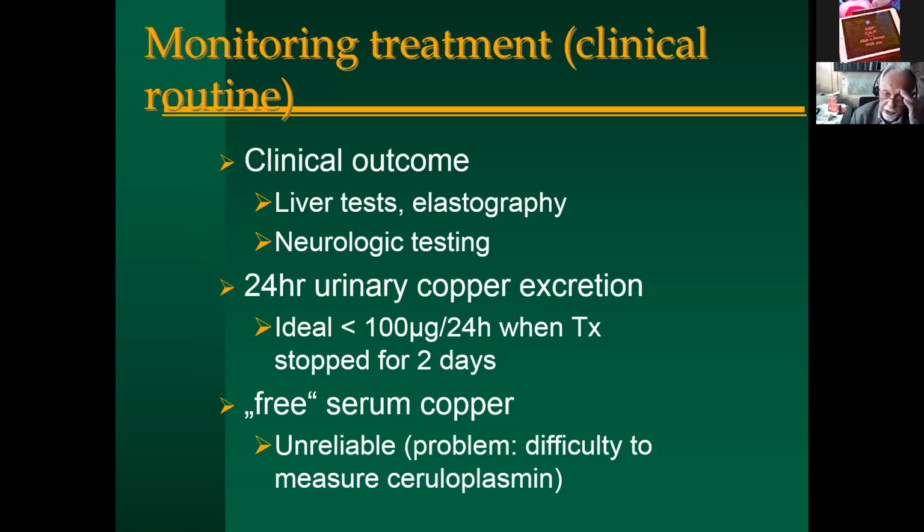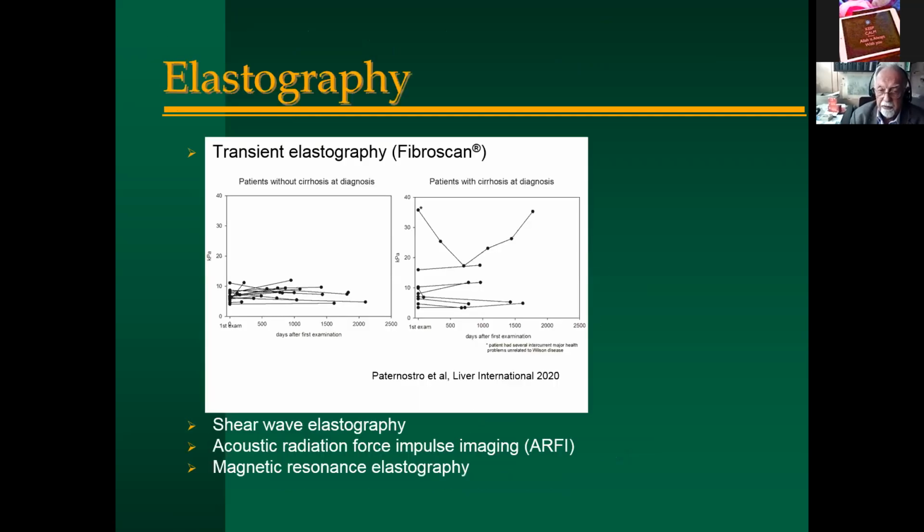Monitoring should include the clinical outcome, like liver tests, elastography, neurologic testing, determination of the 24-hour urinary copper excretion. The ideal approach is to do it after 2 days of drug holiday, and calculate the free copper I mentioned before. The current methods are not very reliable, but we hope to get better methods.